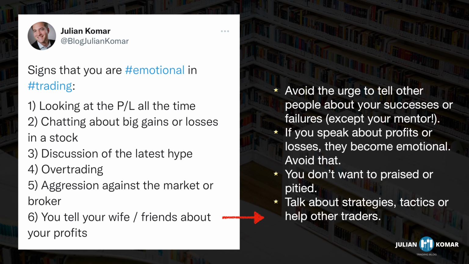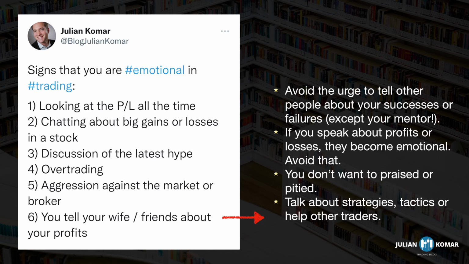The last point is a little bit funny, and I took that from, I think his name is Live Ride, one of the US Investing Championship participants from last year. And I wrote here, you tell your wife and friends about your profits. So it's very similar to the second point, chatting about big gains or losses in the stock. And I personally know that from my own experience.